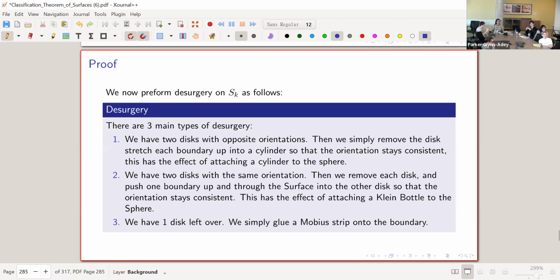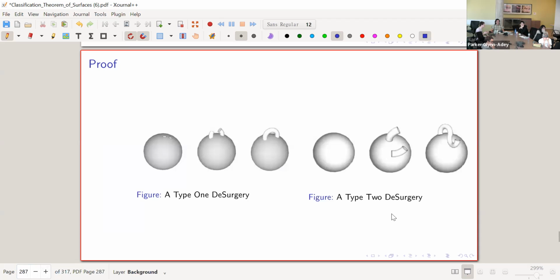So either we'll have 2 disks with opposite orientations. So this will result in gluing back on a handle. Or we'll have 2 disks with the same orientation, where we'll have to have a cylinder now go through the surface. And this will have the effect of basically making the surface into a Klein bottle. Or we'll just have 1 disk left over, in which case we'll glue on a Mobius strip. So this is a type 1 D surgery, a type 2 D surgery, and the third one we've already seen.